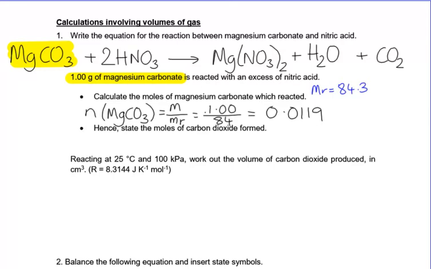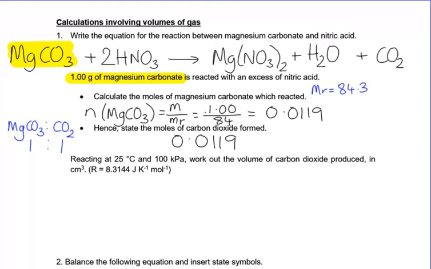Now it says state the moles of carbon dioxide, just state, hence state. That means it must be relatively straightforward to do. I don't need to calculate anything. If we look up at the equation, the ratio between magnesium carbonate, the thing I've got, and carbon dioxide, the thing I want, they've each got 1 mole in the balanced equation, and therefore it's the same number. So that is the moles of carbon dioxide.